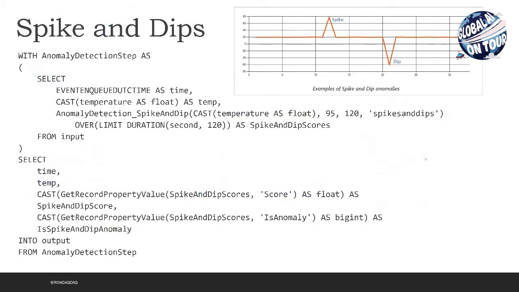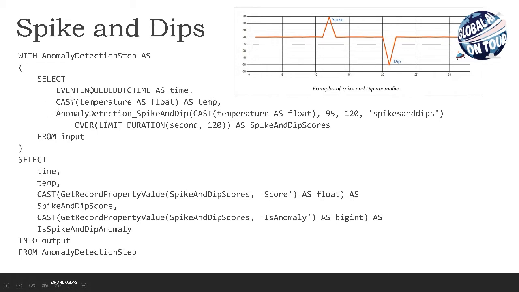So in Stream Analytics, this is how you would incorporate anomaly detection. There is anomaly detection underscore spike and dip. Actually, this one uses Anomaly Detector, Cognitive Services at the back end already.